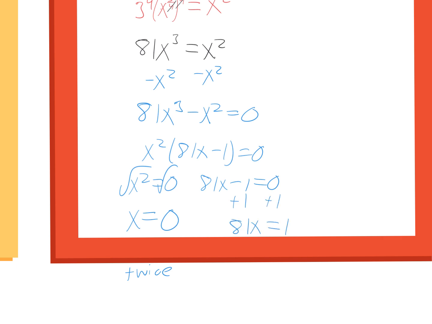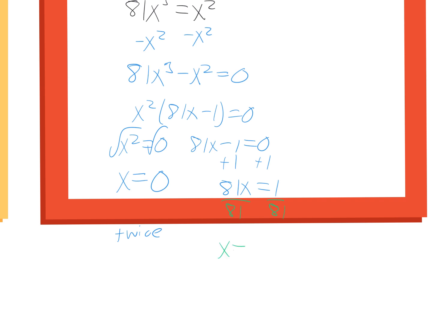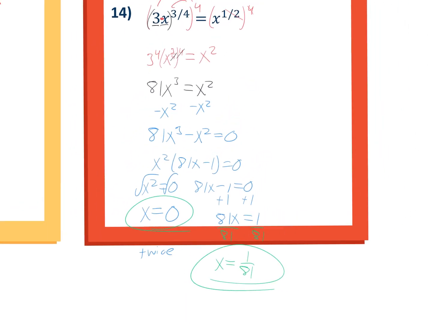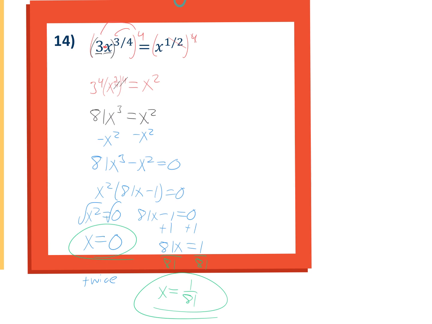And then now let's add the 1 on both sides and solve for x over here. We get 81x equals 1. All right, divide both sides by 81. And we should get x equals 1 over 81. All right, and we get 2 solutions here. Now this is an even root. You see an even number in the denominator, so we can check it.